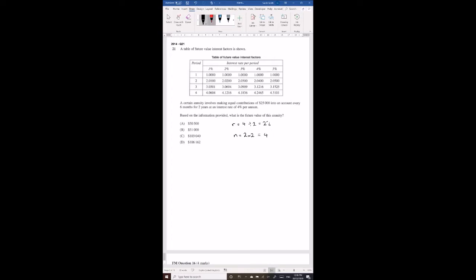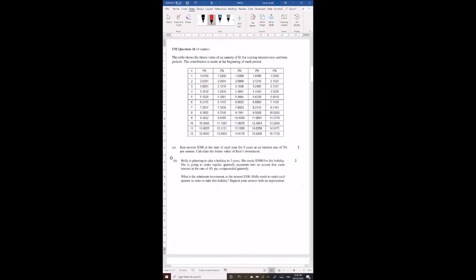So we look up at our table, we look for our 2%, our 4 time periods, and this is the future value factor we need to take into consideration. So we'll have 25,000 times 4.1216, and that equals 103,040. So the future value of this annuity will be $103,040.